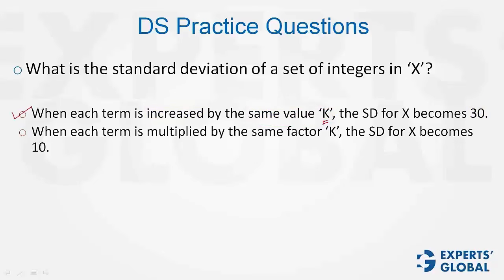Look at statement 2. Each term is multiplied by k, the standard deviation becomes 10. If the standard deviation was originally, say, sigma, when each term is multiplied by k, the standard deviation also gets multiplied by k, and this value is equal to 10. There are two unknowns, one equation. This cannot be solved. So 1 is sufficient, 2 is not, and therefore A is the correct answer choice.